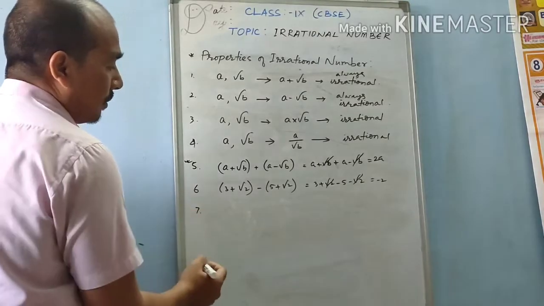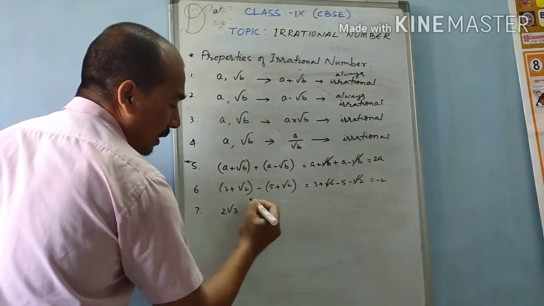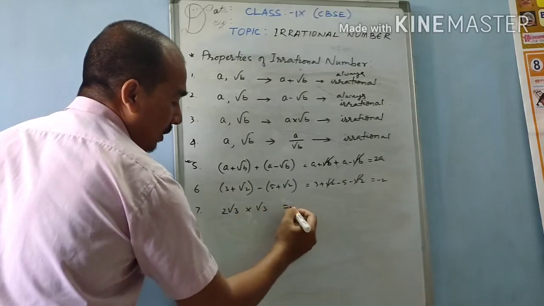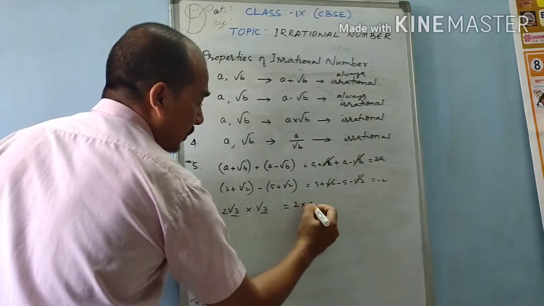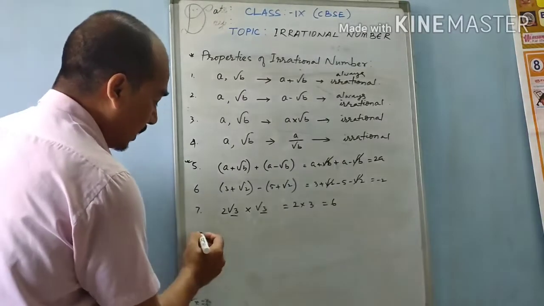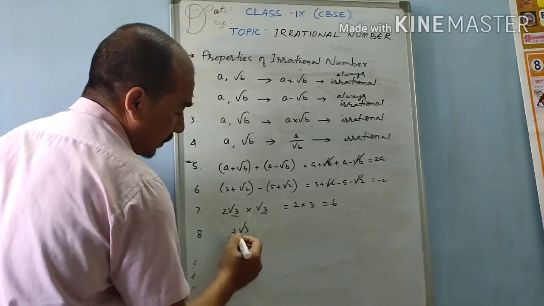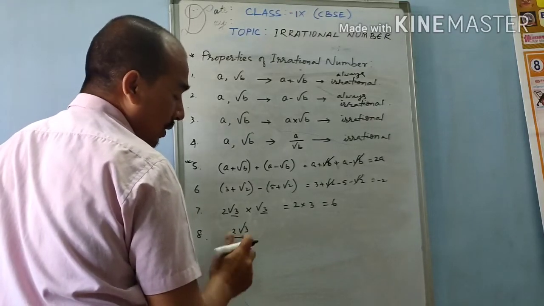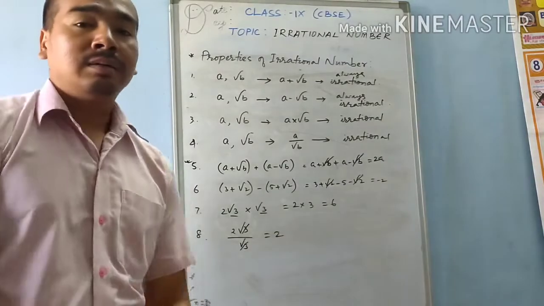Next one, multiplying. 2 root 3 is one number and root 3 is another number. This is also irrational, this is also irrational. If I multiply these, what will come? 2 into root 3 into root 3, which is 3. The answer will be 6. So 6 is a rational number. Similarly, 2 root 3 divided by root 3. 2 root 3 is one irrational number, root 3 is one irrational number. If I divide these, the root 3 will cancel. The answer will be 2. So 2 is a rational number.